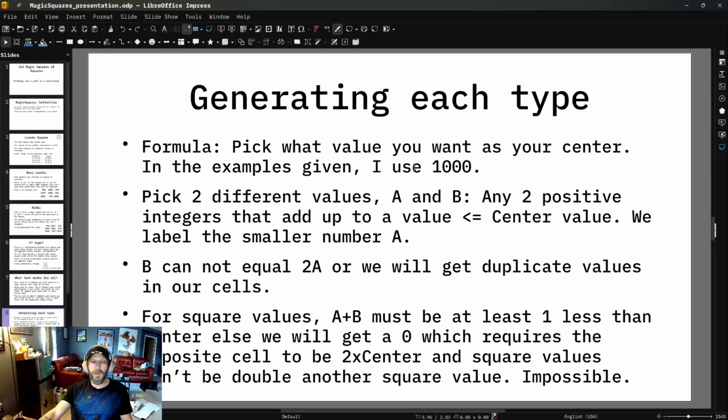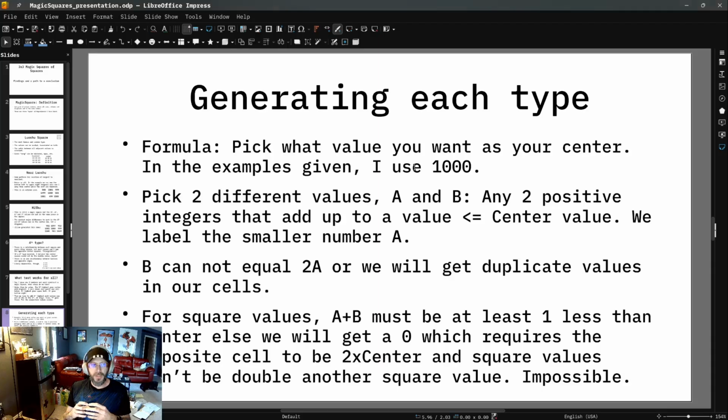And it's fairly simple. So if you want to generate a magic square, you can pick any value that is, I think, greater than 10, if we're going with positive integers, and then you pick an A and a B, where, right, A and B are 2 different values, and they do not add up to our center value. They must be less than or equal to the center value. If they are equal to the center value, we'll get a 0. Let's talk about that in a moment.